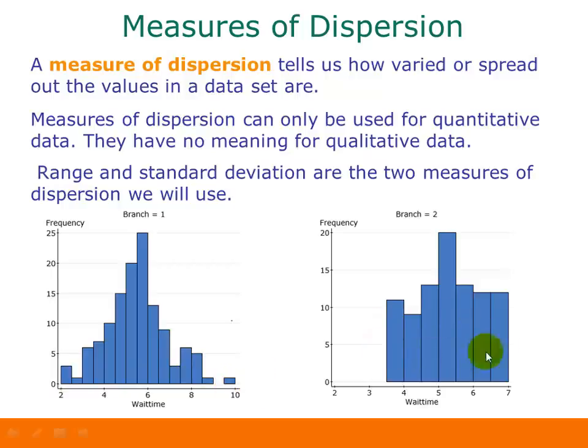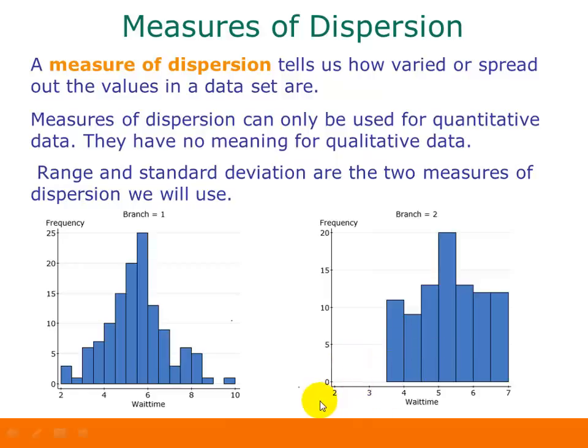For the histogram over here, the data is not as spread out. Notice that the classes here start at 3.5 and only go up to 7. So these are more grouped around the center of the data than these ones are. So we would say that the data set on the left has more dispersion than the data set on the right.